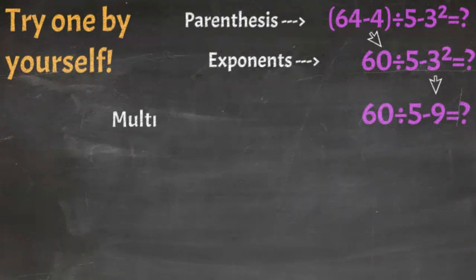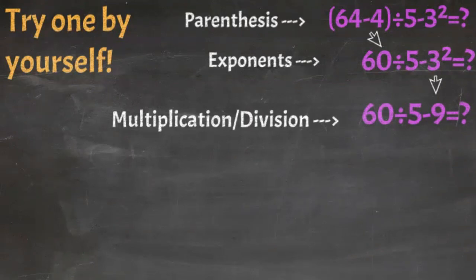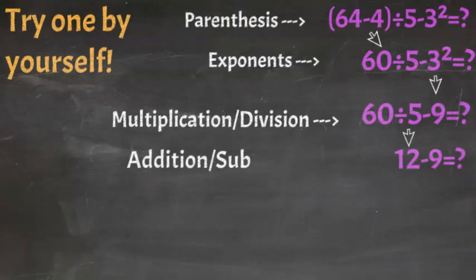We're going to look for multiplication and division. And we have 60 divided by 5, which we know is equal to 12. So we do that first. So we get the new equation of 12 minus 9. And now we look for addition and subtraction, and that's what we have left. So 12 minus 9 is equal to 3. There's our answer.